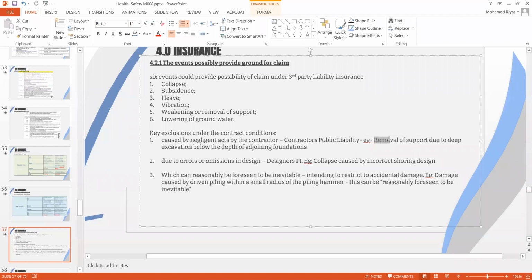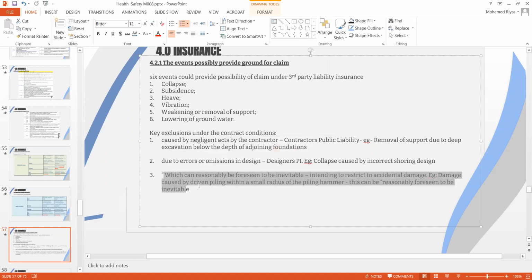We can give an example for this: removal of support due to deep excavation below the depth of an adjoining foundation. When the contractor goes deep in excavation, and there is an already adjoining foundation, when he removes the support, whatever damage results to the adjoining property is not covered, because the contractor is negligent on his own. So this is one of the exclusions. Even though he has third party insurance, this will not be covered by the insurance policy, and the insurance company will not pay for such damage.